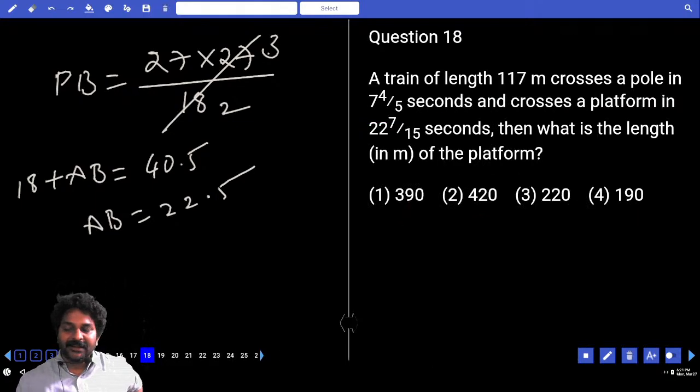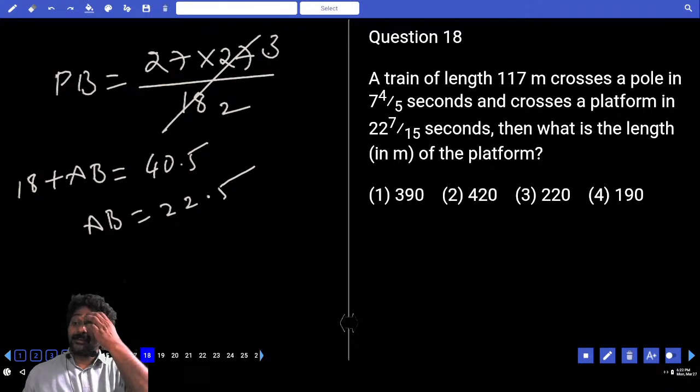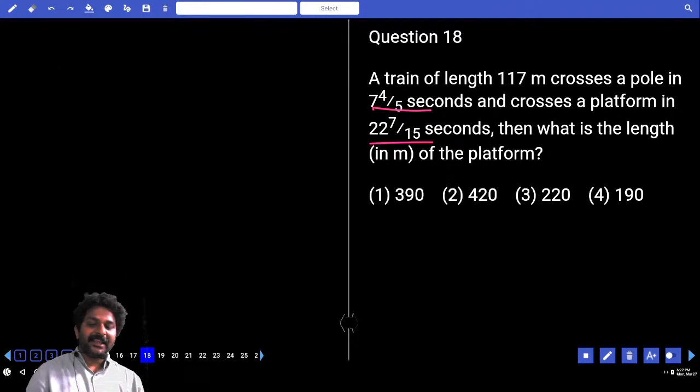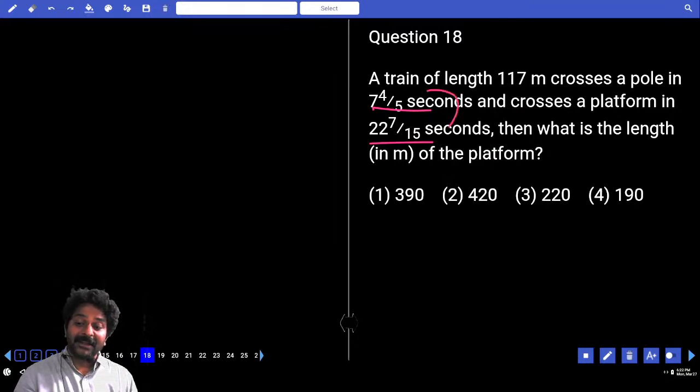A train of length 117 meters crosses a pole in 7 and 4/5 seconds and crosses a platform in 22 and 7/15 seconds. Then what is the length of the platform? Okay. Now what is the time in the first case? 7 and 4/5. What is the time in the second case? 22 and 7/15. Why is it taking extra time in the second case? Because of platform length. So whatever extra time it is taking, that is because of the platform length only.